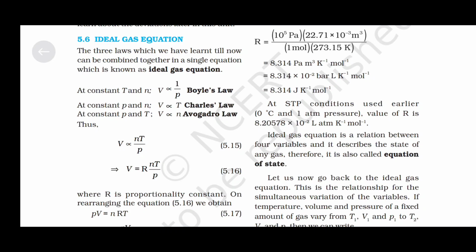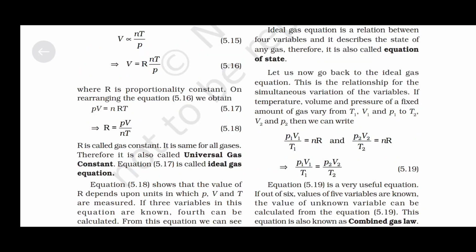Ideal gas equation is a relation between four variables and describes the state of any gas. Therefore, it is called equation of state. Let us now go back to the ideal gas equation. This is the relationship for simultaneous variation of the variables.